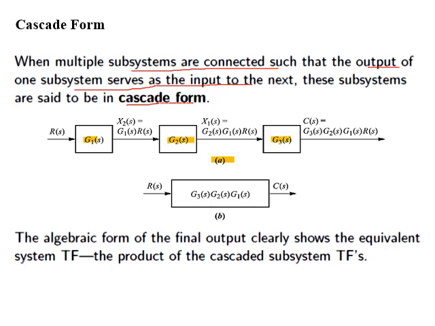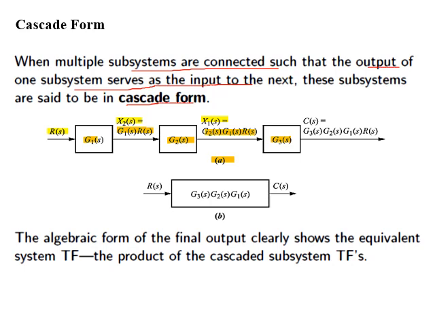Input of G1 of S is R of S and its output is X2 of S. Mathematically it is equal to the product of G1 of S and input R of S. Now input of G2 of S is X2 of S and output is X1 of S, where X1 of S will be equal to the product of G2 of S and its input X2 of S. So X1 of S will be equal to G1 of S, G2 of S, and R of S.